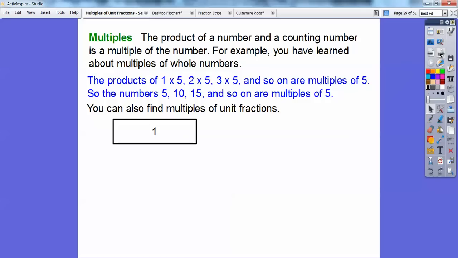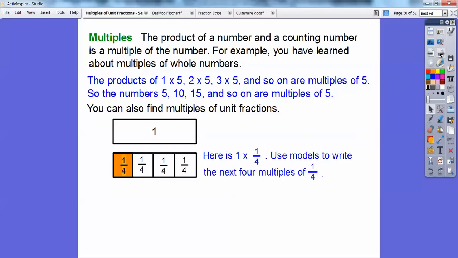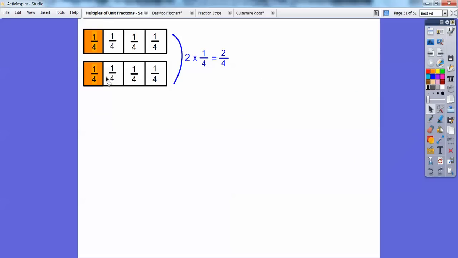Okay, and so I'm going to let this rectangle represent 1 right there. So if that's 1, that's 1/4 right here. So here I have 1 of the 1/4 right here. Okay, so this shaded area is representing 1/4, and I have 1 of these right here. So there's 1 times 1/4. So the book is asking us to use this model to write the next 4 multiples of 1/4. So if this is 1 1/4, let's do 2 1/4. So here's 2 1/4 right there. There's a 1/4 and a 1/4. So 2 times 1/4 is 2/4.